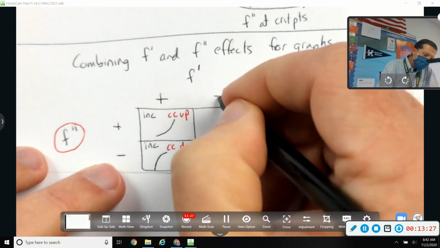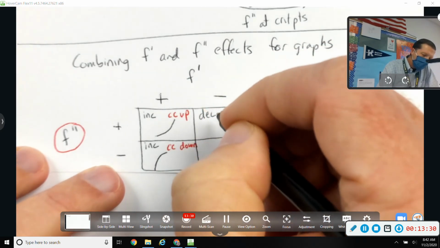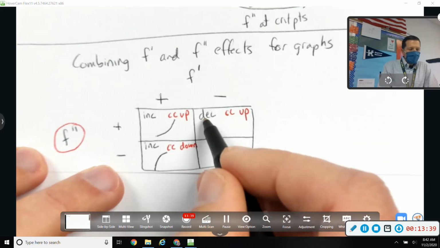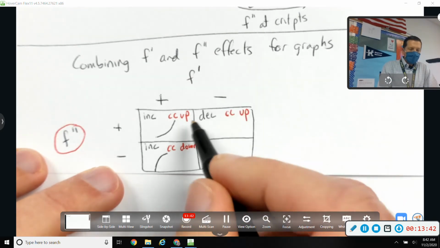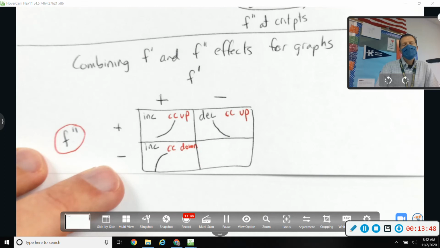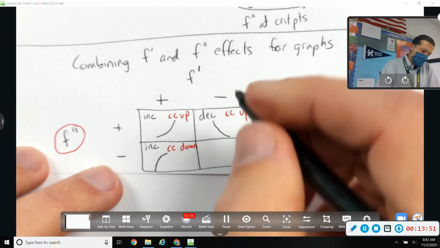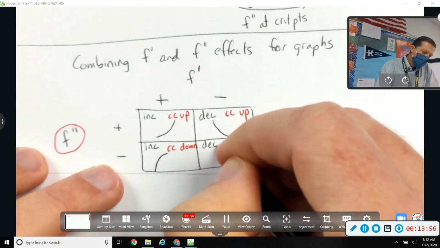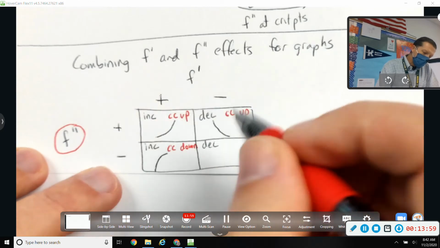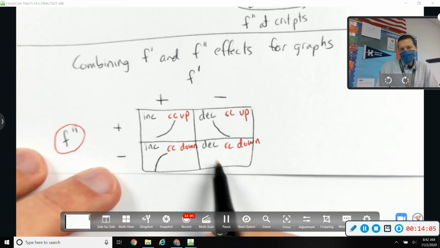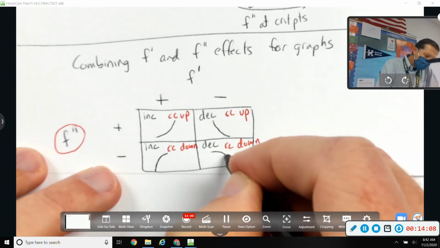If f prime is negative, that means f is decreasing. If f double prime is positive, that means we're concave up. So decreasing but bold up. So going down but bold up. So something like that. And then lastly, if f prime is negative, f is decreasing. If f double prime is negative, then we're concave down. So I need to be going down, decreasing, but also bold down. So something like that.